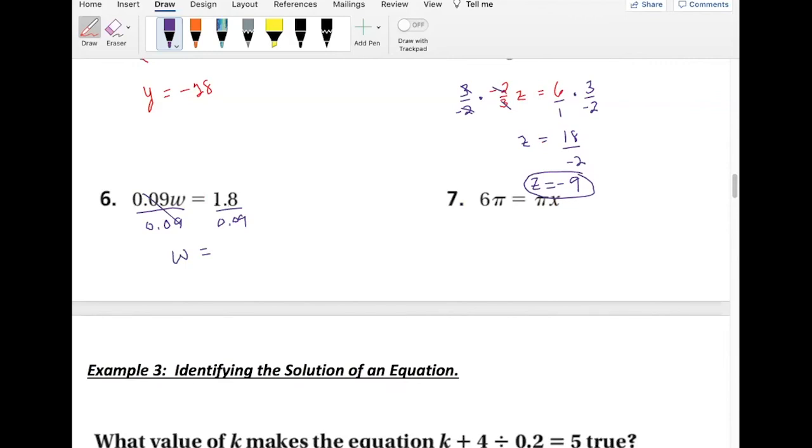And if I divide these decimals out, that comes out to 20.